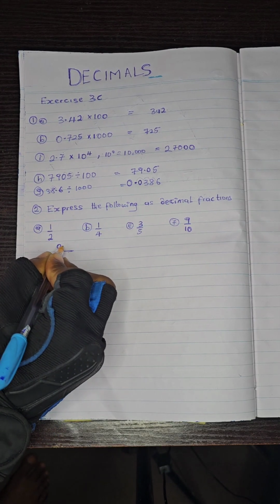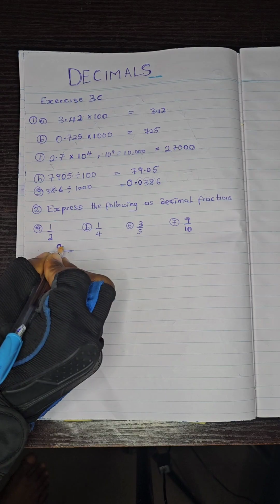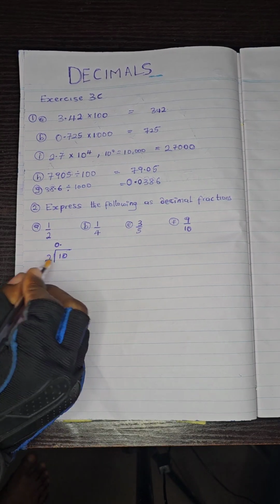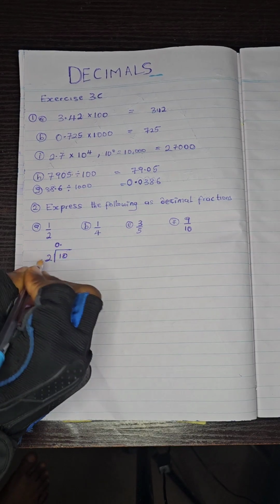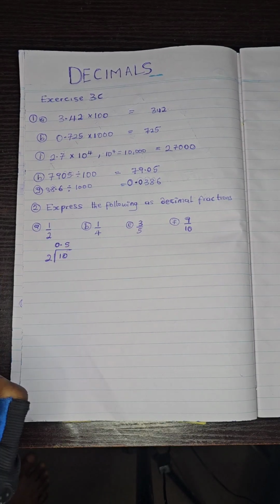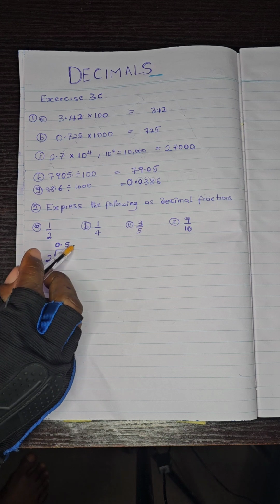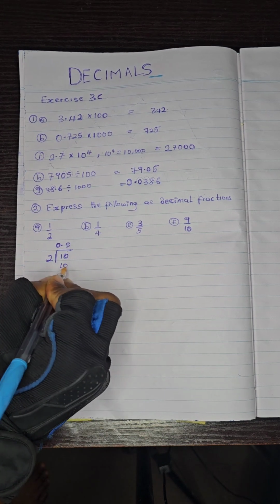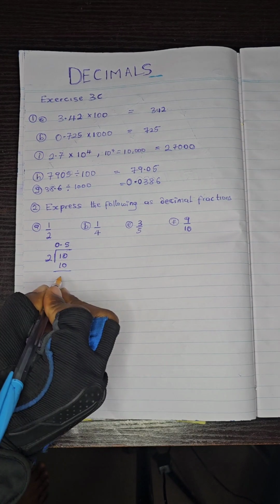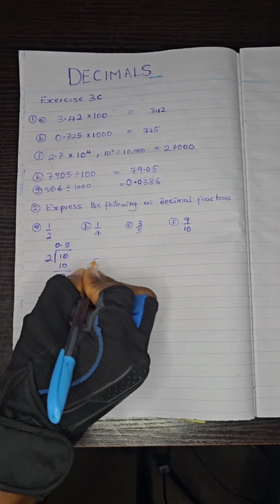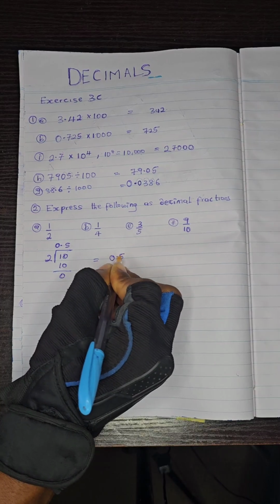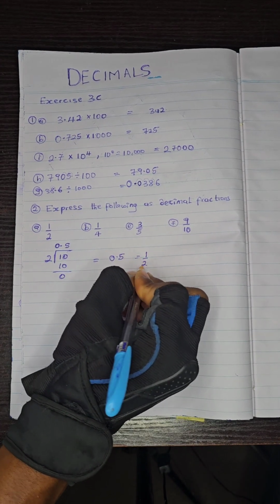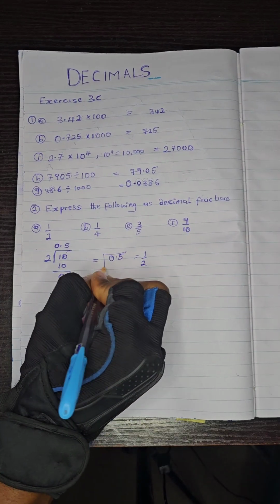Now do 0 point. Immediately you do this 0 point, you will now add 0 inside. Can 10 be divided by 2? Yes. 10 divided by 2 will give you what? 5. The answer you are getting will be on top here, while you are using the 2 to solve. So 5 times 2 is 10. So you subtract. The answer is 0. So your answer in this case is 0.5. So you have converted 1/2 to 0.5 in decimal.